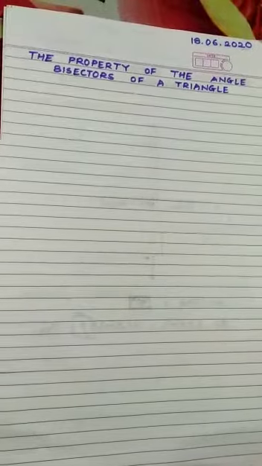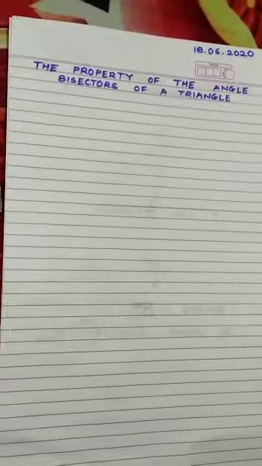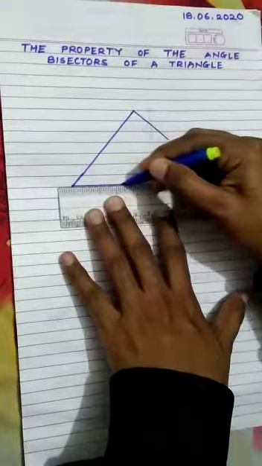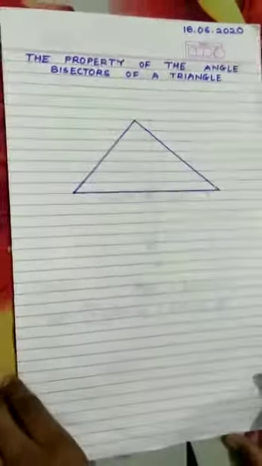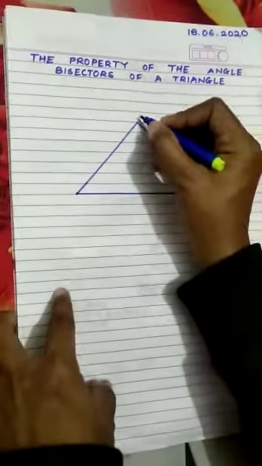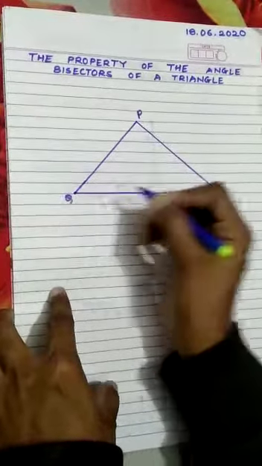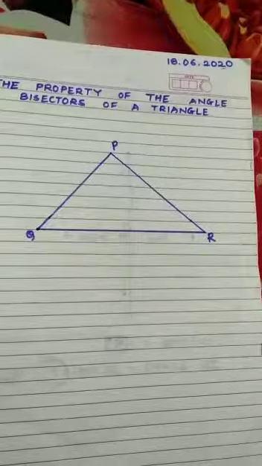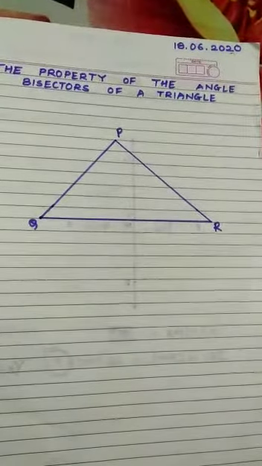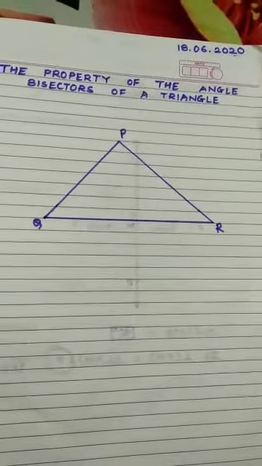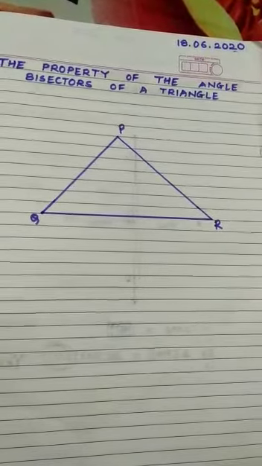For that, first we have to draw any triangle PQR. Let us draw triangle PQR. So here we have drawn triangle PQR. Now use a compass to draw the bisectors of all three of its angles.